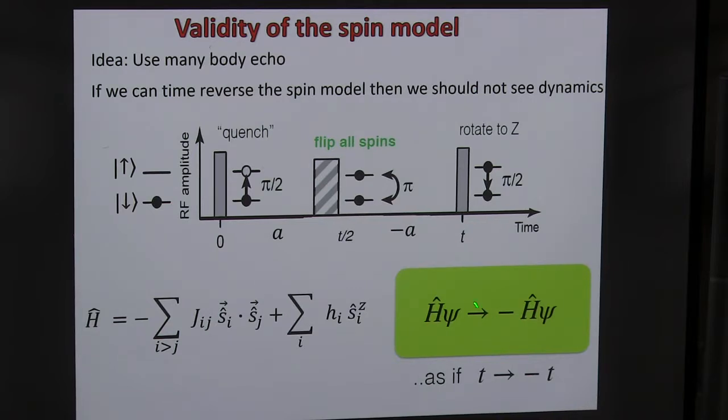So basically this perfectly undoes the Hamiltonian of the spin model, but we are not changing the sign of the mass, for example. So the full Hamiltonian is not changing completely, but the spin model is completely changing, so we can test the validity of the spin model if the dynamics is reversed in some way.